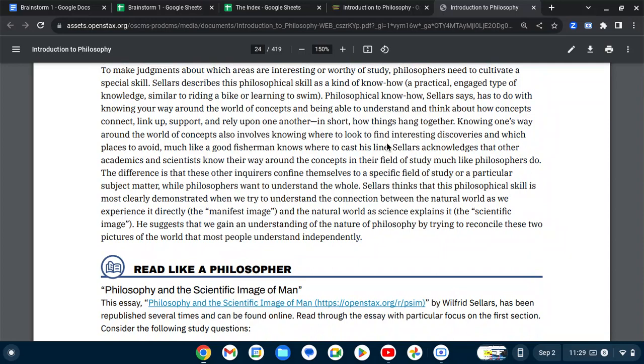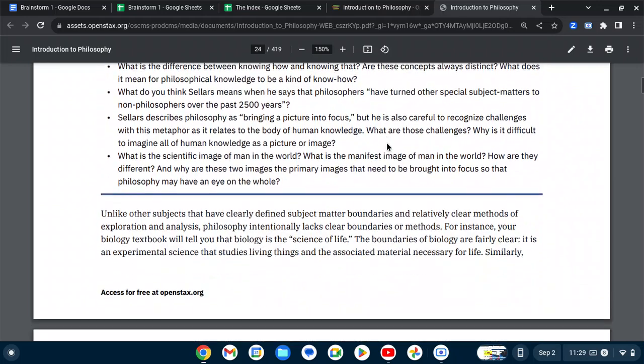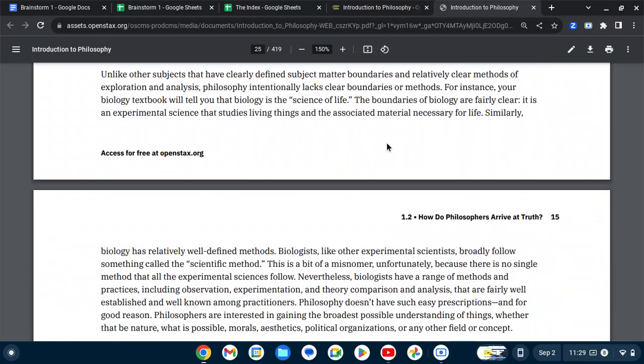Sellars thinks that this philosophical skill is most clearly demonstrated when we try to understand the connection between the natural world as we experience it directly and the natural world as science explains it. He suggests that we gain an understanding of the nature of philosophy by trying to reconcile these two pictures of the world that most people understand independently. Unlike other subjects that have clearly defined subject matter boundaries and relatively clear methods of exploration and analysis, philosophy intentionally lacks clear boundaries or methods.